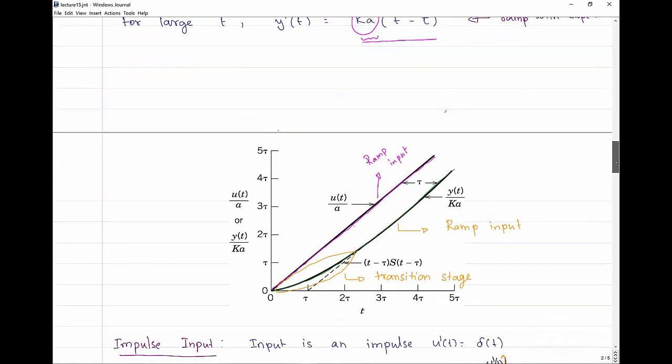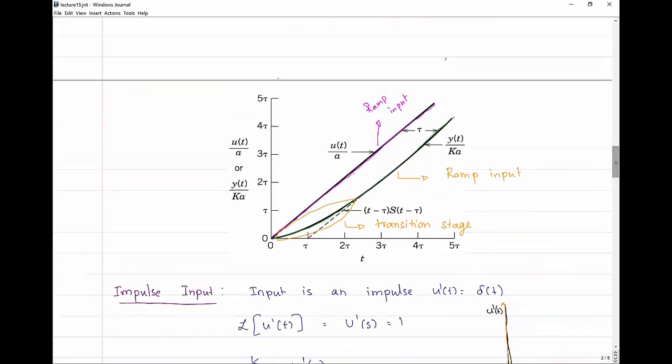I have here a plot of the response of a first order transfer function to a ramp input. What you see here is the ramp input, and this curve over here is the output of a first order transfer function to a ramp input. There is going to be an initial transient region followed by a ramp.